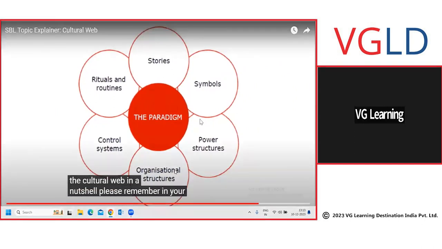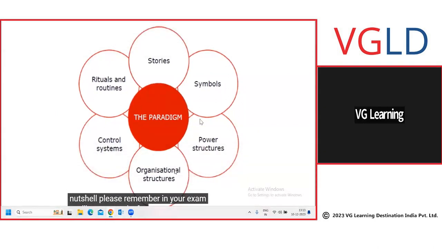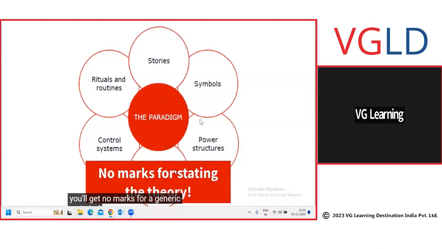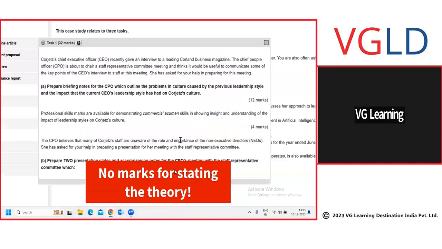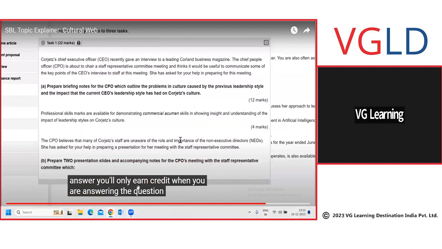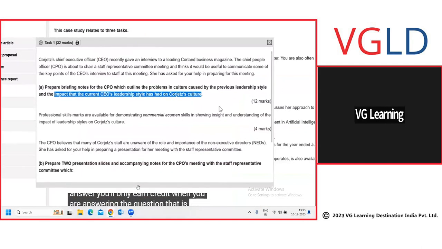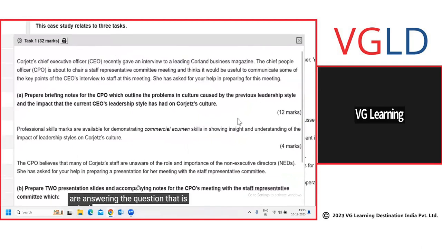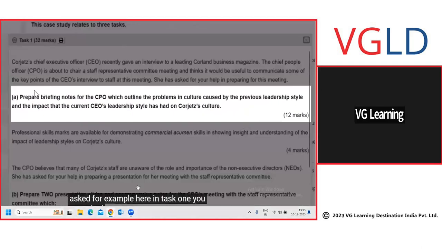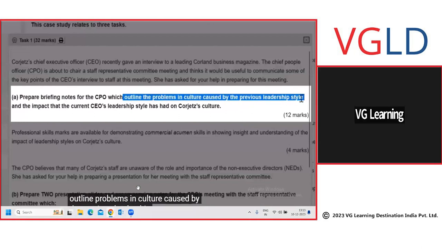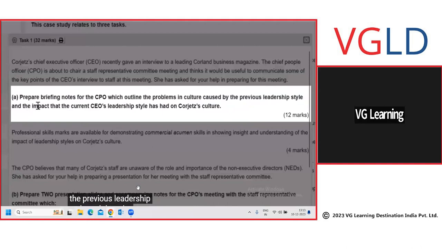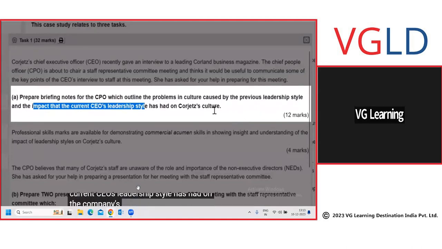Please remember, in your SBL exam, you'll get no marks for a generic recital of this model in your answer. You'll only earn credit when you are answering the question that is asked. For example, here in task one, you are asked to prepare briefing notes that outline problems in culture caused by the previous leadership style, and then the impact that the current CEO's leadership style has had on the company's culture.